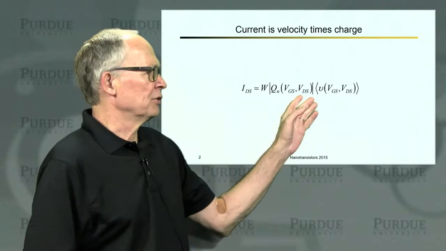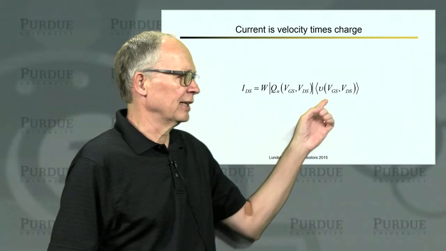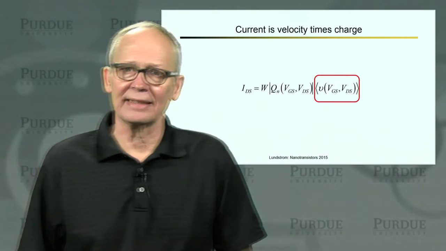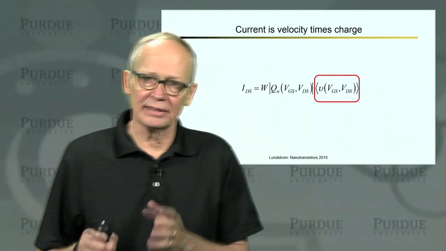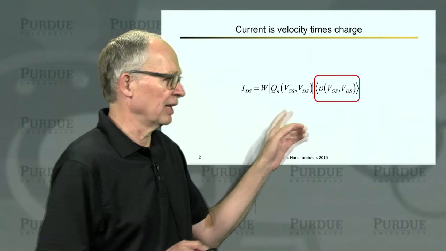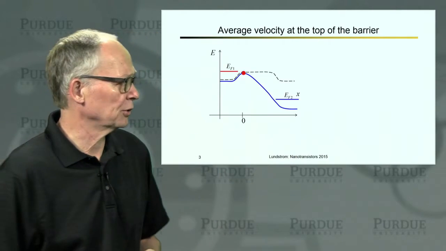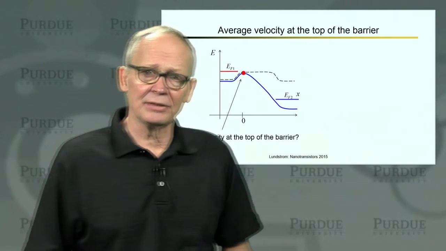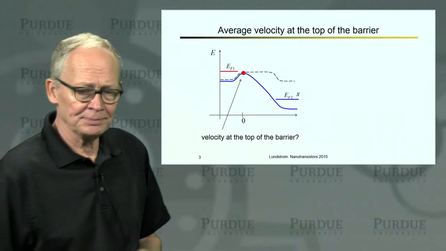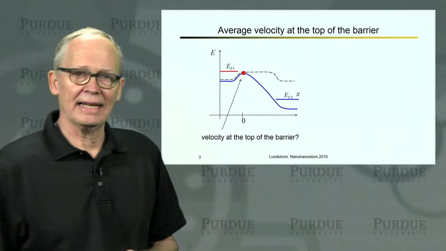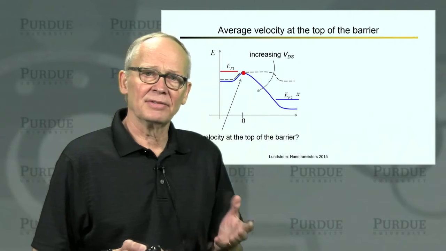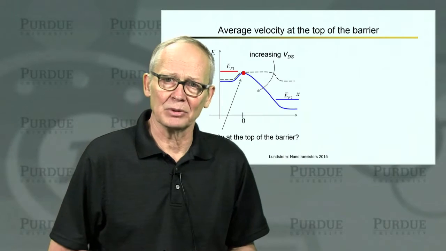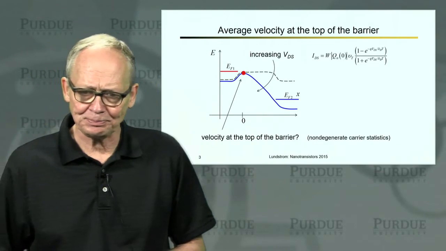So remember, we write our drain current expression as the product of charge times velocity. And what I'd like to do in this lecture is to focus on this velocity, understand how it varies with gate voltage and how it varies with drain voltage, this velocity at the top of the barrier or the virtual source. So here's an energy band diagram. We are going to focus on the virtual source, the top of the energy barrier, and we're going to ask what is the velocity at the top of the barrier and how does it vary as we increase the drain voltage. We'll also be interested in whether there's a gate voltage dependence to that velocity as well.